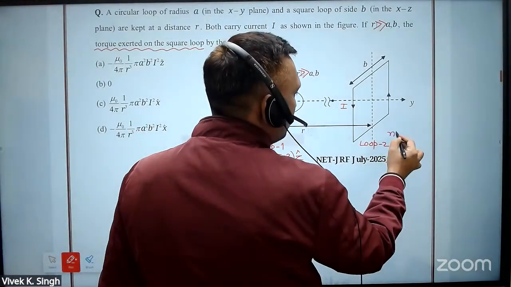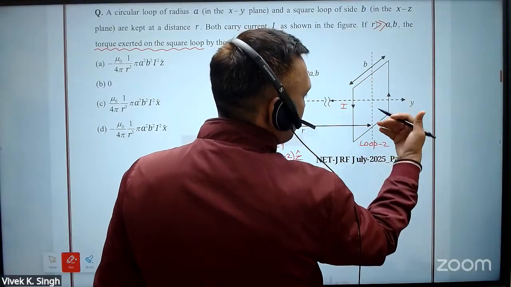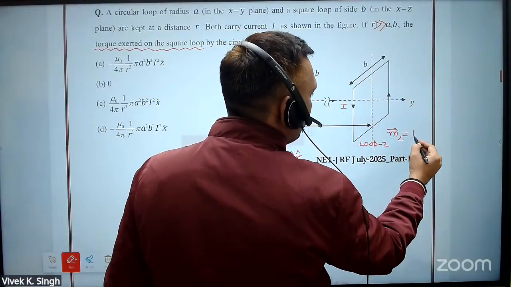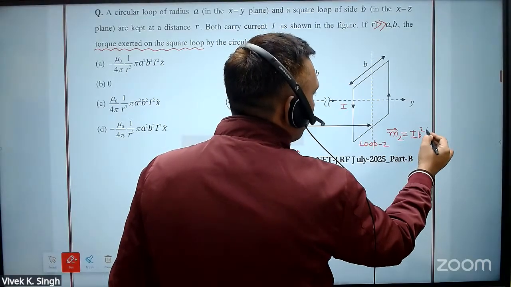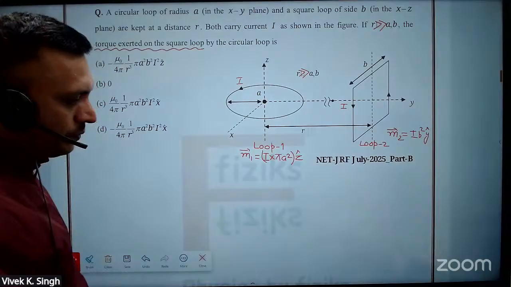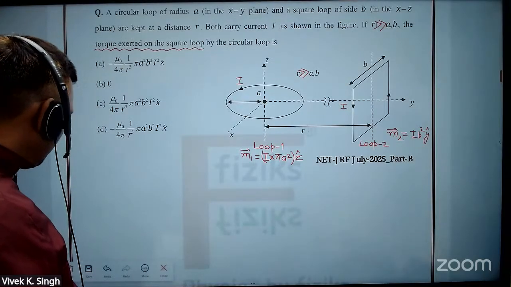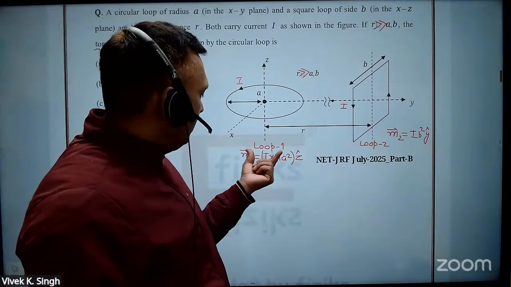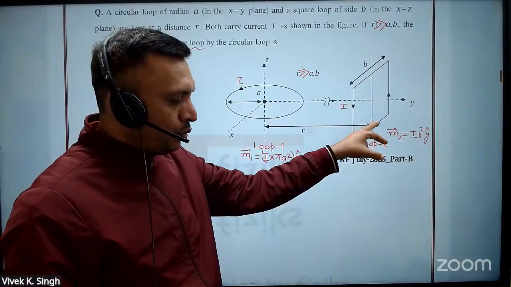And for loop 2, M2, because this is in the xz plane, this is the direction of current. So according to the right hand rule, direction will be y cap and magnitude will be I b square y cap. Okay? So that is the dipole moment. Now you have to find the torque on loop 2.